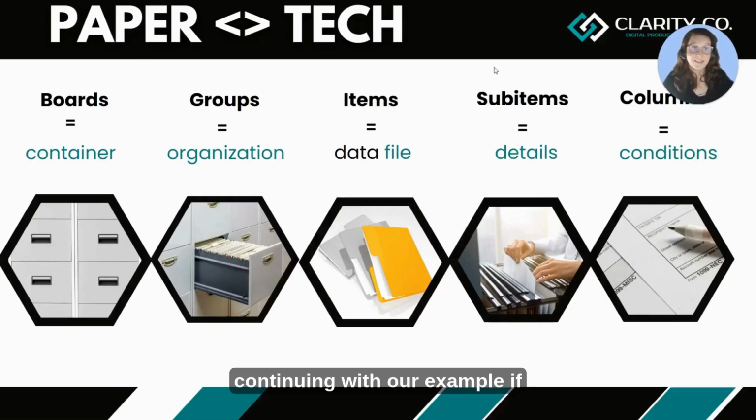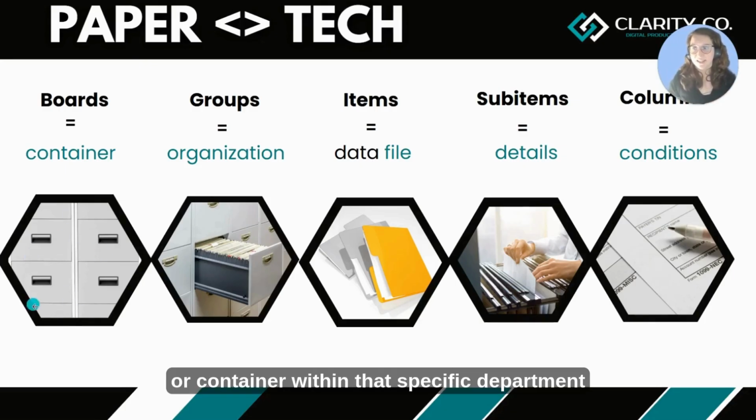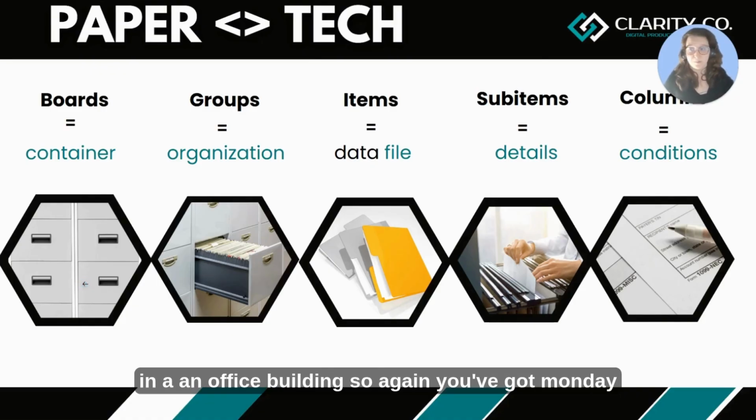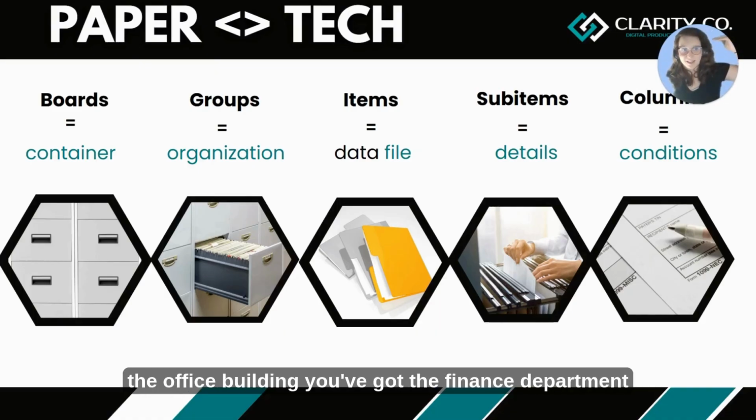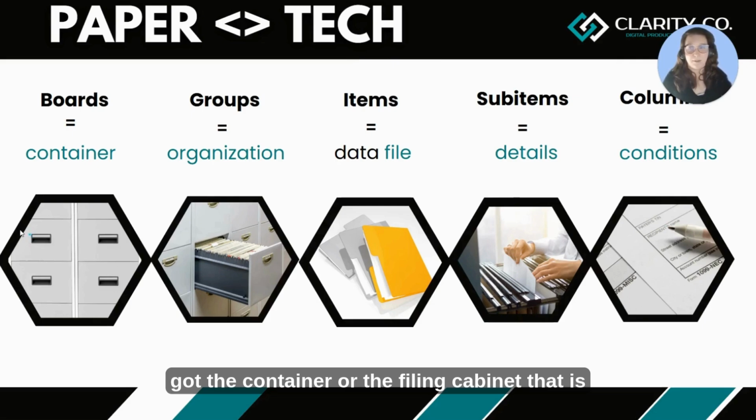Continuing with our example, if a department is compared to a workspace, a board is compared to a filing cabinet or container within that specific department in an office building. So again, you've got Monday.com, the workspace, and then you've got the board underneath that. For our example, you've got the office building, you've got the finance department, and then you've got the container or the filing cabinet that is held within that specific department. Those two items, a filing cabinet and a board, are similar in our comparison for our example here today.